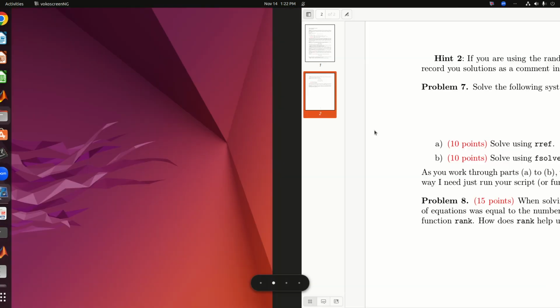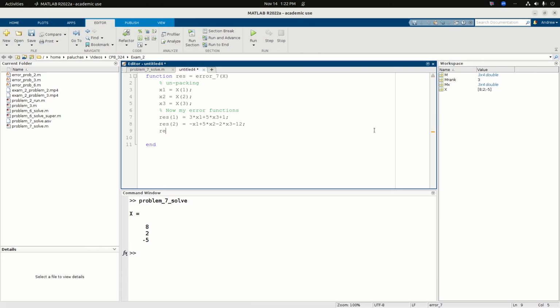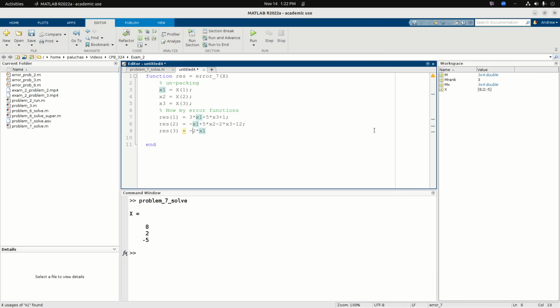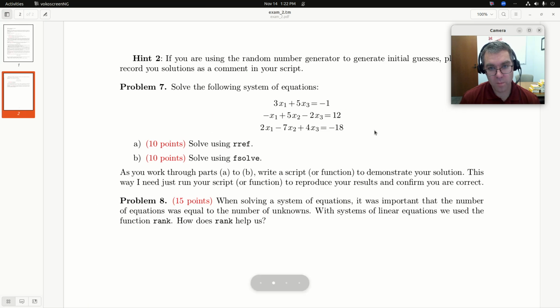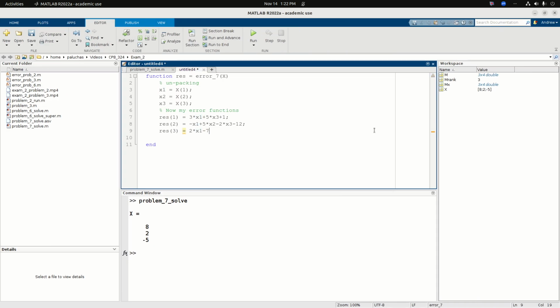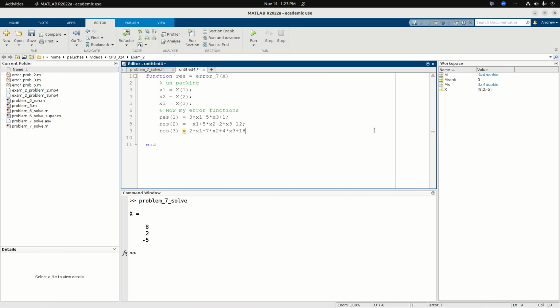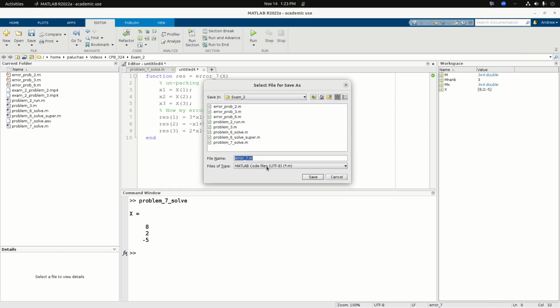Then last is going to be res 3. It's going to be negative 2x1. Nope. It's going to be 2x1 minus 7 x2 plus 4 times x3 plus 18. Okay. Call that error 7.